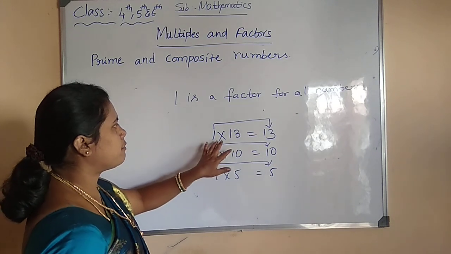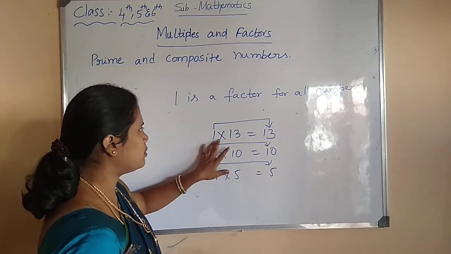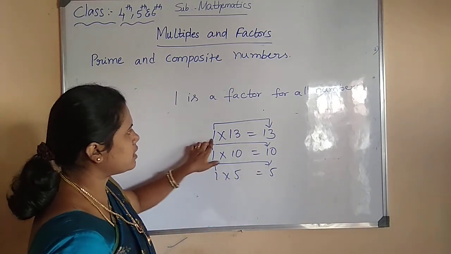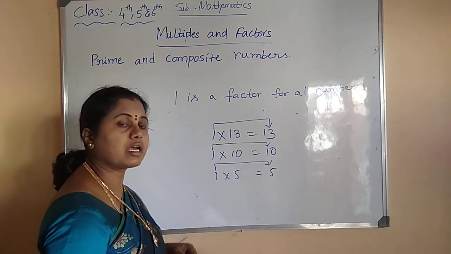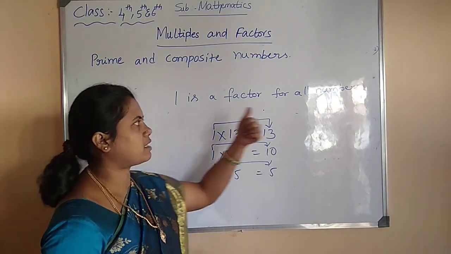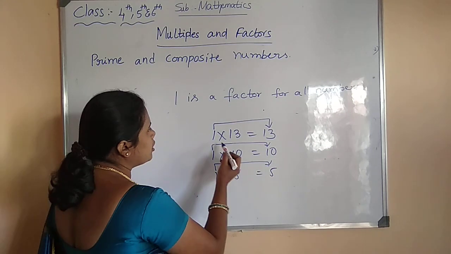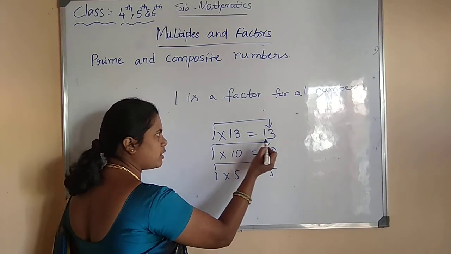If you write the product of two numbers, you will get a multiple. Then the two numbers are the factors of the product. Then this 1 is a factor of 13, 1 is a factor of 10, 1 is a factor of 5. Like that you will get it for all numbers. 1 is a factor of all numbers, and every number is a factor of itself. See, you are multiplying 1 with 13, or if you multiply 13 with 1 you are getting 13.